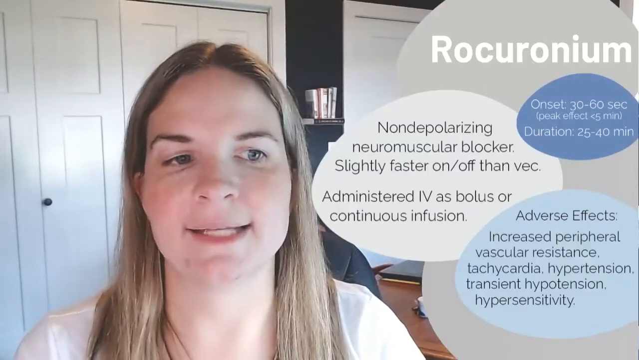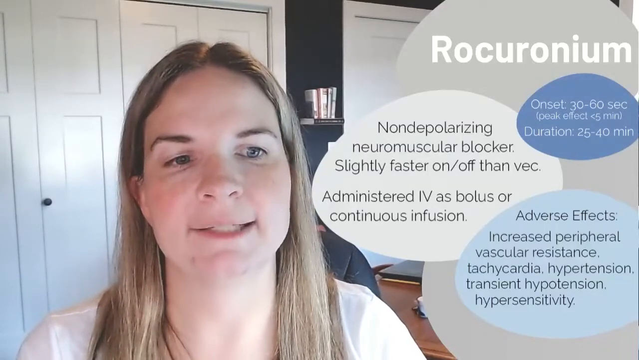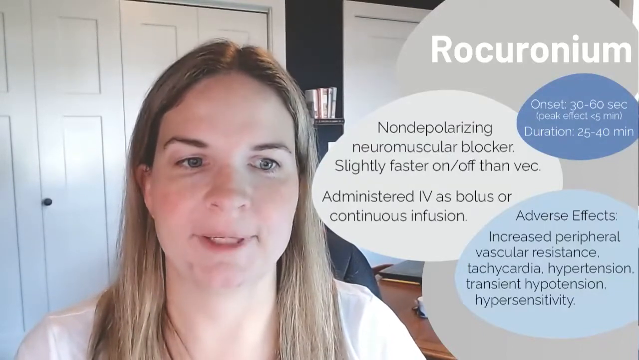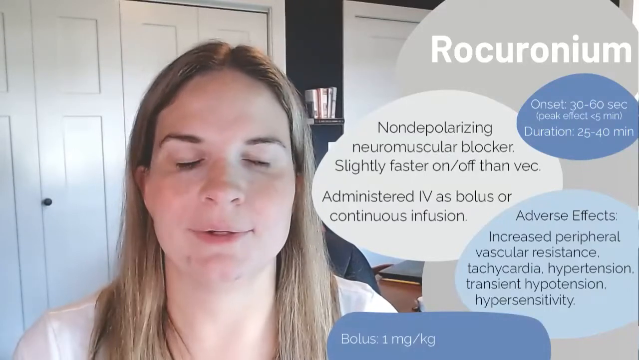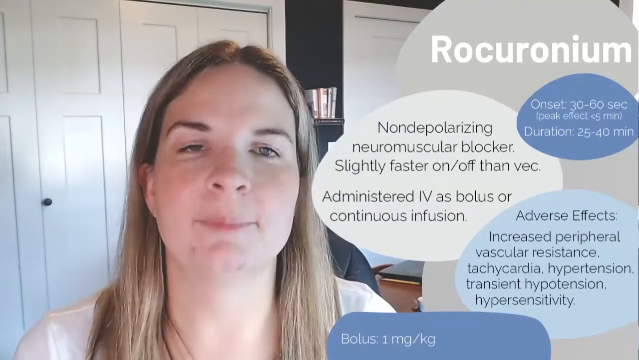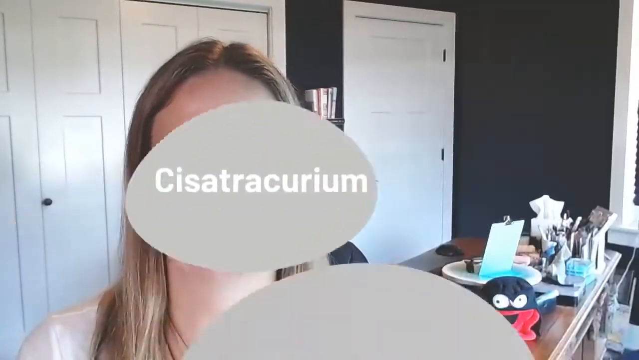Onset occurs within 60 seconds, reaching peak effect in under 5 minutes. Effects last for 25 to 40 minutes. As mentioned, we typically don't use continuous infusions of Roc. The bolus dose is 1 mg per kg.